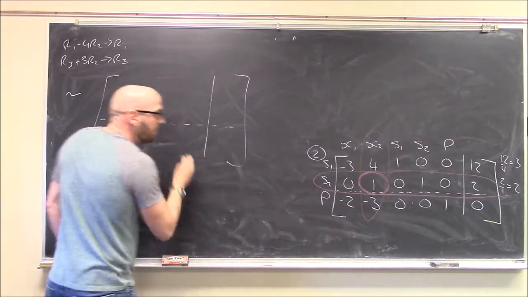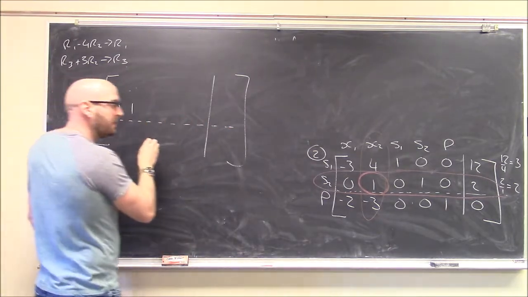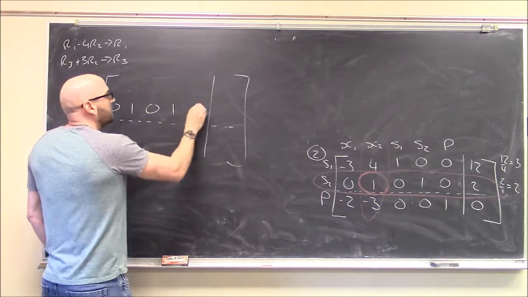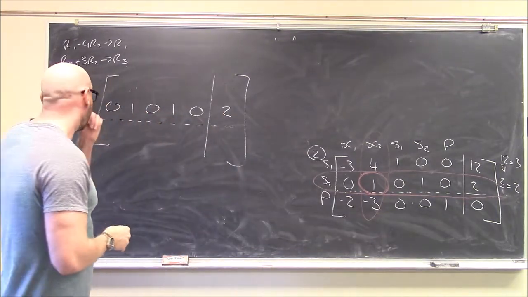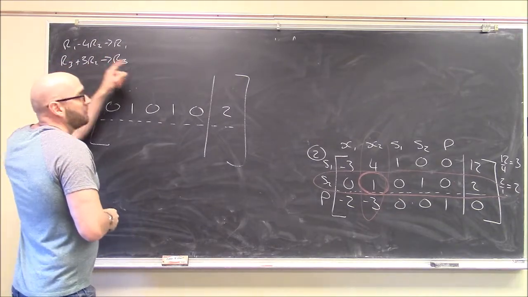Let's just copy down row 2 really quickly: 0, 1, 0, 1, 0, 2. And we'll go through our row operations. So row 1 minus 4 times row 2.